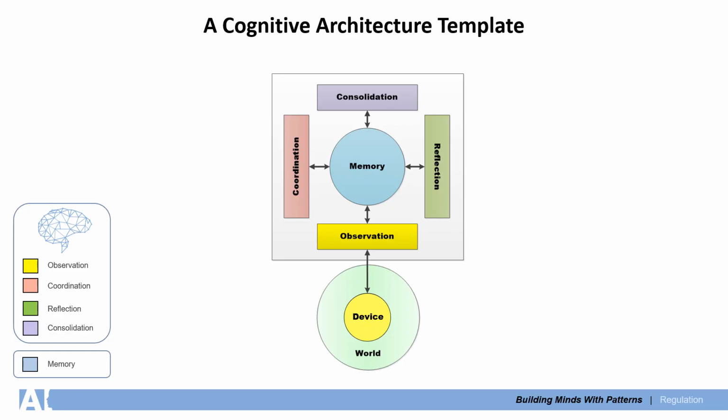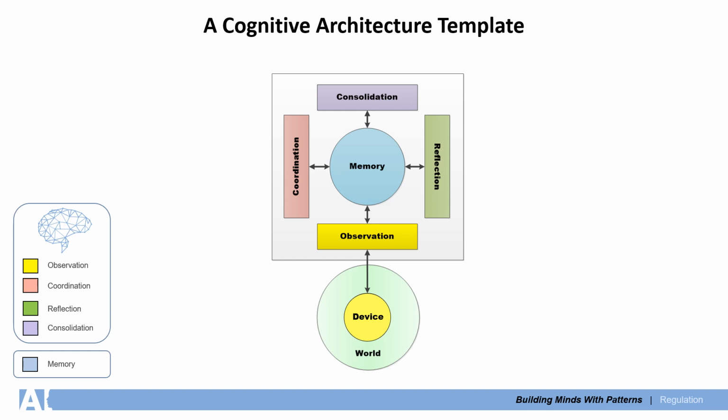We now present a generic cognitive architecture template. In essence, a cognitive architecture is a blueprint for an artificial mind. Here we see areas for observation, coordination, reflection, and consolidation, as well as a device situated in the world. In this template, we can see a device situated in a real or virtual world.